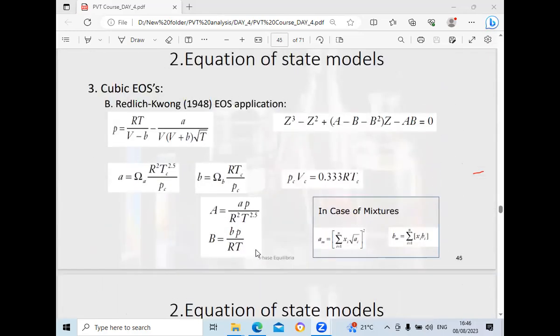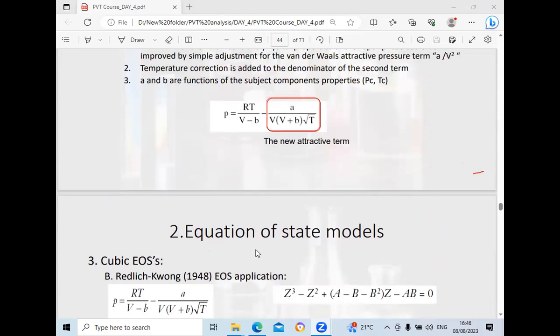But my idea here was just for you to understand what the various models for PVT modeling are, why we have to choose particular models in which case, and what the various formulas are.